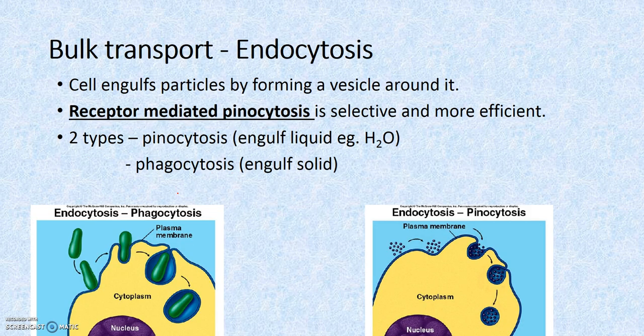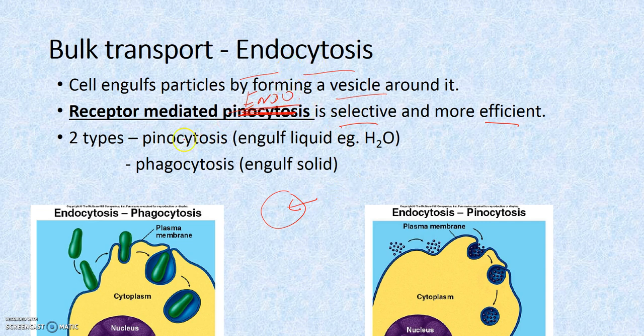All right, what if you need to do bulk transport? Bulk transport is endocytosis. Endo means going into the cell. Cytosis means cell. So here what happens is the cell will engulf particles and form vesicles. Here this could be receptor mediated. I'm going to cut out the word pinocytosis and write endocytosis. So here receptor mediated endocytosis is very selective and efficient. It's not just going to take in any molecule. It's going to be very specific.